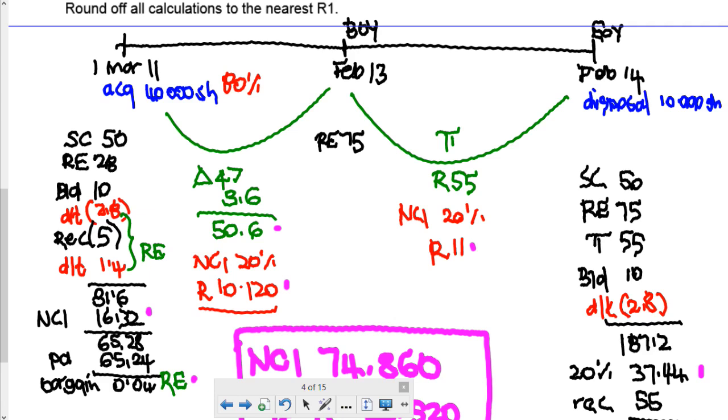And then the receivable goes down, and the deferred tax on that goes the other way. Tax is always the opposite. 81.6, NCI 20%, 16.32, leaving me with 65.28. I paid 65.24 because there was a 10 of fair value that needed to be reversed. Yes, we're all nodding. I got a bargain of 40,000, or 40. Yeah, 40 rand actually. 40 rand.